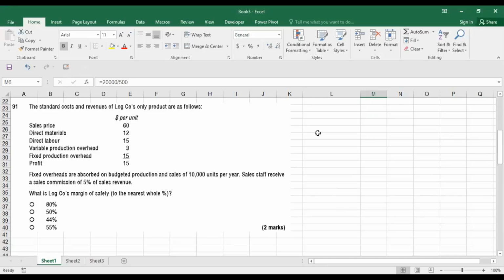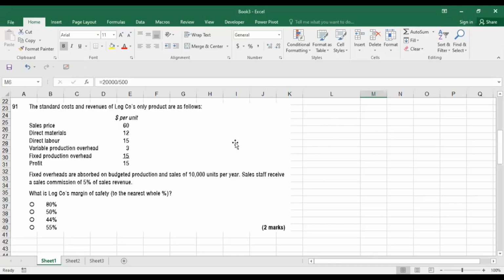91. The standard cost and revenues of Log Company's only product are as follows. Selling price 60, material 12, labor 15, variable production overhead 3, fixed production overhead 15, profit 15. Fixed overheads are absorbed on budgeted production and sales of 10,000 units per year. Sales staff receives a sales commission of 5% of sales revenue. What is Log Company's margin of safety?